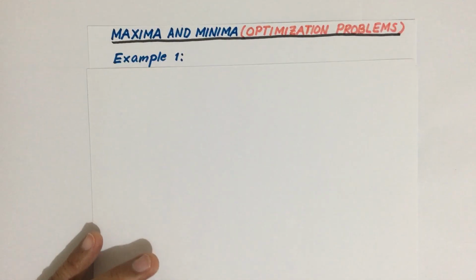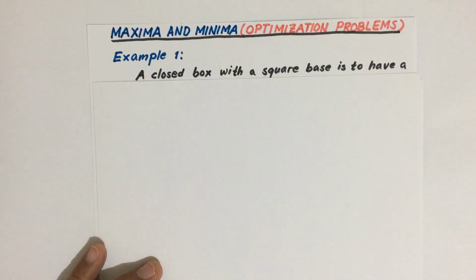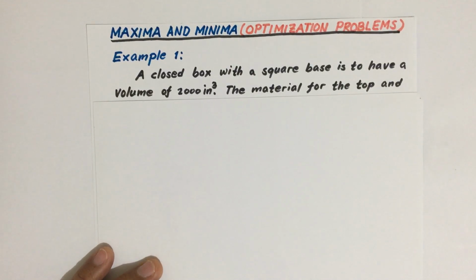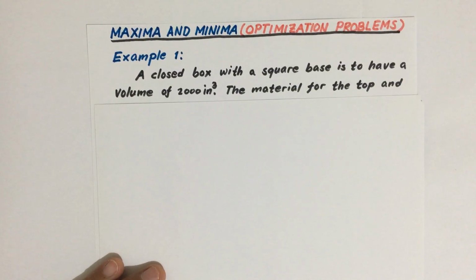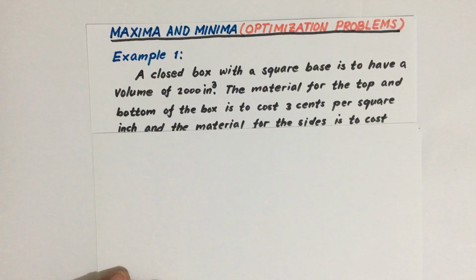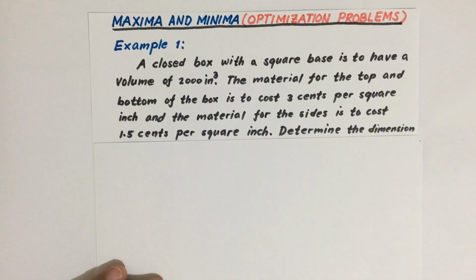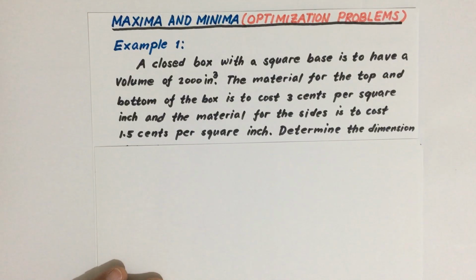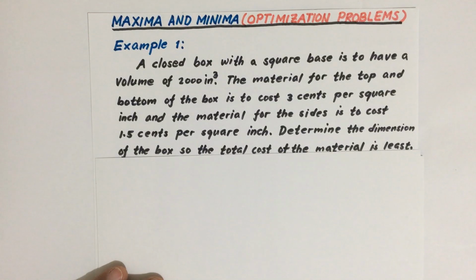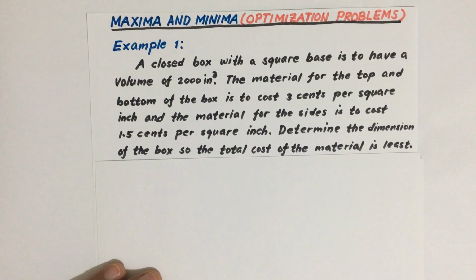Okay, so we have here our example number 1. A closed box with a square base is to have a volume of 2000 cubic inch. The material for the top and the bottom of the box is to cost 3 cents per square inch, and the material for the sides is to cost 1.5 cents per square inch. Determine the dimension of the box so the total cost of the material is least.